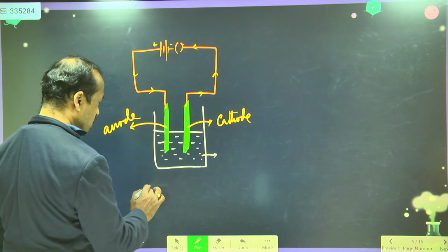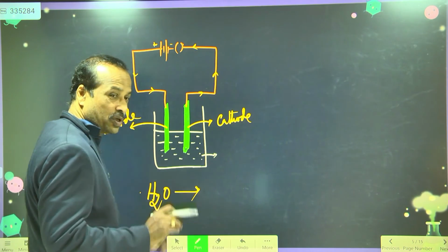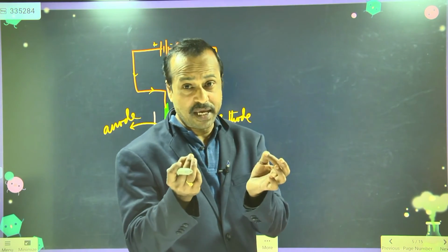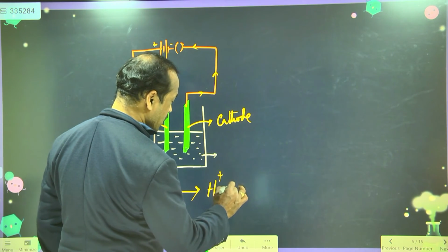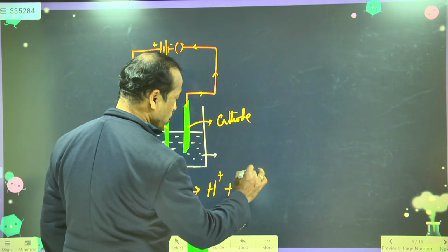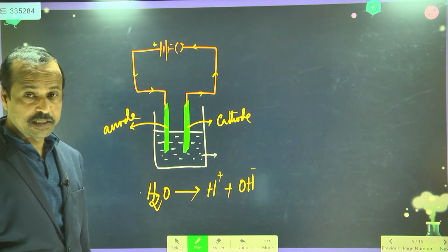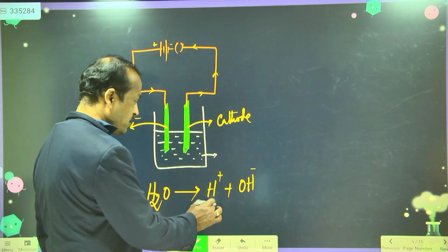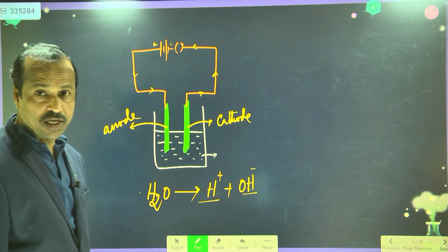Now when you pass the electricity, what happens? This water, that is H2O, splits. Splits means it decomposes, it breaks. It breaks into two types of ions, which are called H plus and OH minus ions.